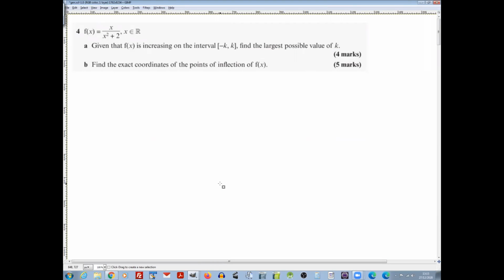Given the function, just using f of x as a label for that function, which is a fraction, given that it's increasing on such and such an interval. Now, do you see what we were talking about? Increasing and decreasing, weren't we?